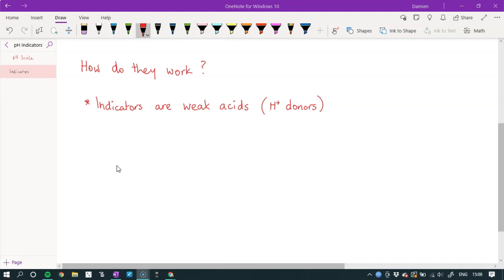The molecular structure and the formula for indicators like methyl orange and phenolphthalein and litmus are actually quite complicated. So what we tend to do is shorten them down, and we will write down HIN to represent the molecular formula of an indicator. The reason why we have it as HIN is that the IN indicates that it is an indicator, and the H is there because it's a weak acid. So this is going to be a proton donor. So this here is the formula for your indicator.